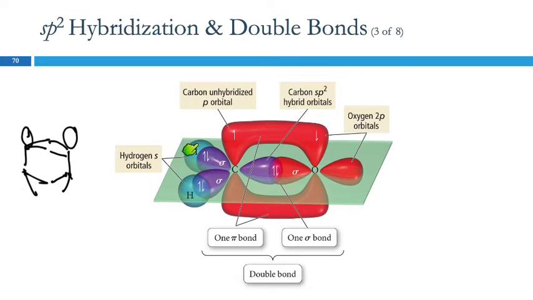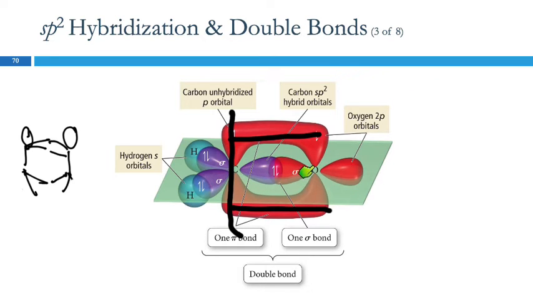These bonds where you're overlapping with the end of a hybridized orbital are called sigma bonds, and this is called a pi bond. If you tip your head to the left, it's kind of like a pi symbol, right? Greek letter pi. The letter sigma is like a circle with a little tail on it, right?